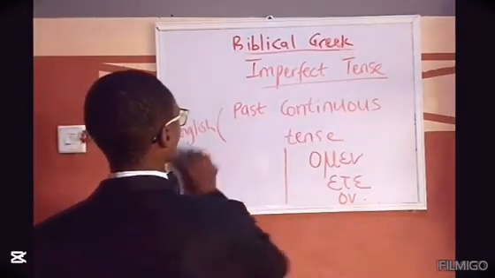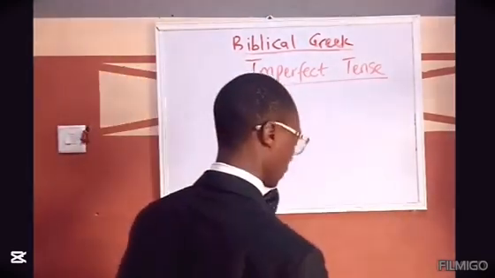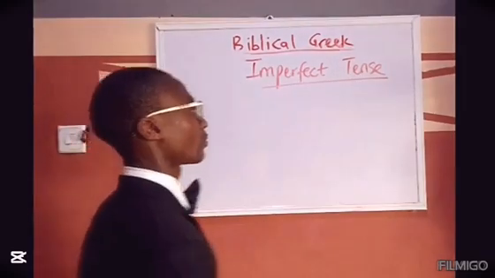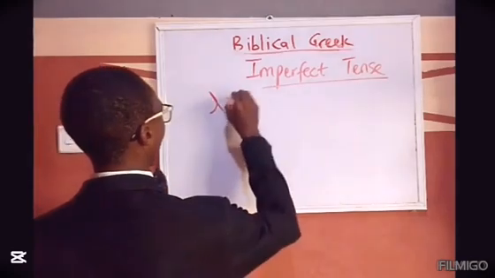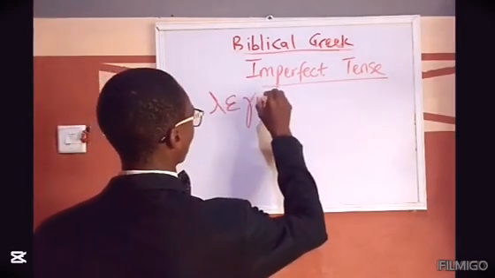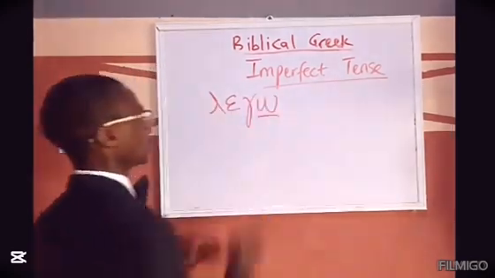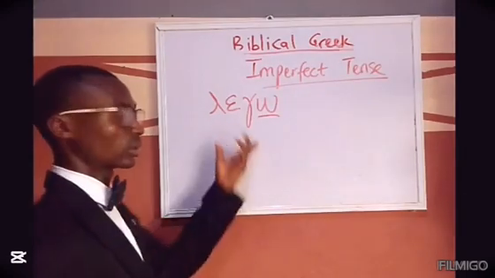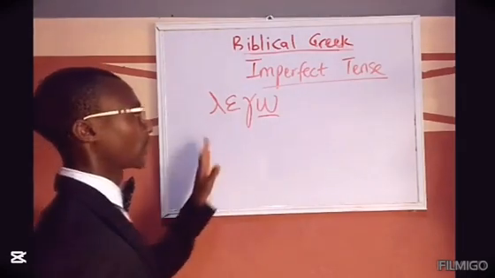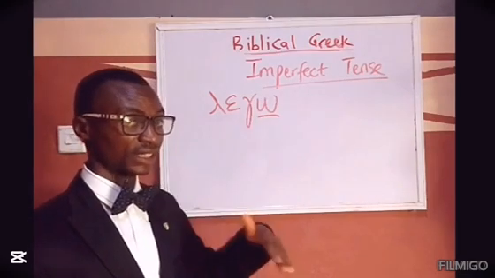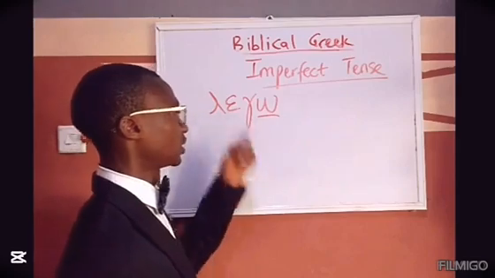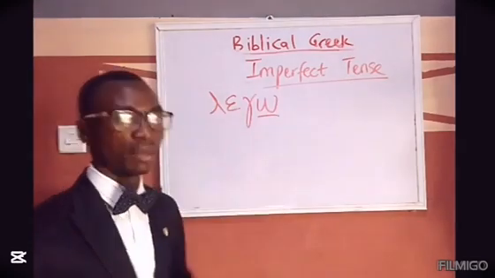For instance, I'm going to say, I say, that's lego. This is the word. However, this is in the present active indicative, that's present tense. So I want to use this in the imperfect tense.